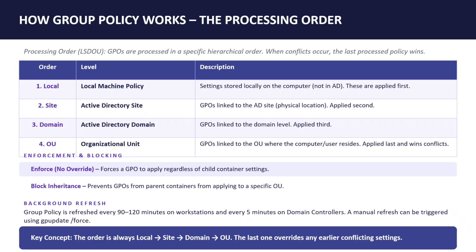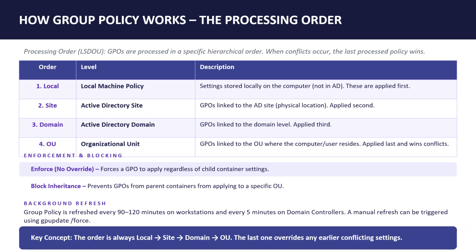Group policy processing follows a specific order, commonly remembered by the acronym LSDOU, which stands for local, site, domain, and organizational unit. Processing always begins with local machine policy. These are settings stored locally on each computer, and they are applied first. Next, GPOs linked to the Active Directory site are applied. Sites are physical locations, such as a branch office. Third, GPOs linked at the domain level are processed. Finally, GPOs linked to the organizational unit where the computer or user resides are processed.